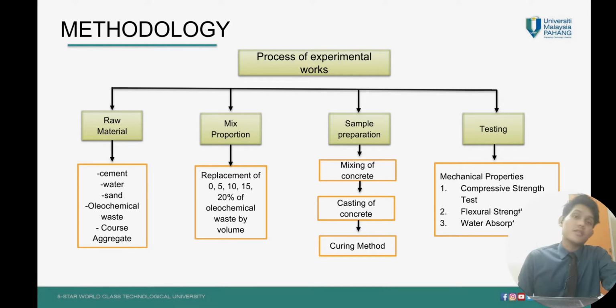Okay, moving to the methodology, which is the preparation of raw materials, which are cement, water, sand, oleochemical waste, and coarse aggregate. For the mix proportion, the replacement is 0, 5, 10, 15 and 20% of oleochemical waste, and the replacement is by volume. And the sample preparation, the first step is mixing of the concrete, casting of the concrete, and curing the concrete by using the water curing method. And the testing involved is the compressive strength test, flexural test, and lastly the water absorption test.